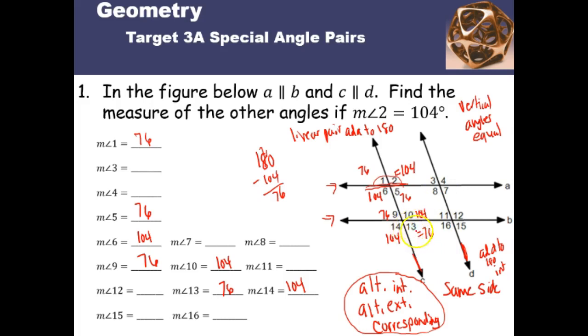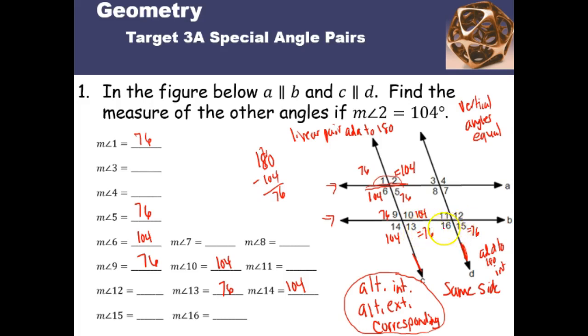Do you see how 13 is on the bottom of line B and to the right of line C? And 15 is on the bottom of B and to the right of D, so they're in the same place, so they're corresponding. So they're 76.